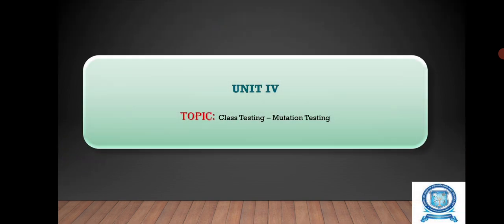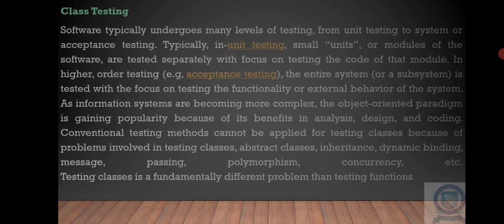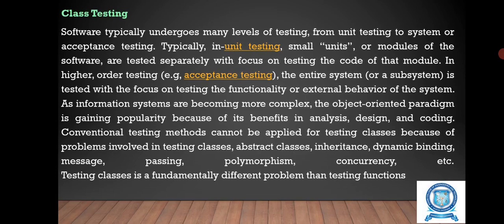We are going to discuss the topic class testing and mutation testing. Class testing. The software typically undergoes many levels of testing, from unit testing to system or acceptance testing. Typically, in unit testing, the small units or modules of the software are tested separately with focus on testing the code of that module. In higher order testing, that is acceptance testing, the entire system or the subsystem is tested with a focus on testing the functionality or external behavior of the system.